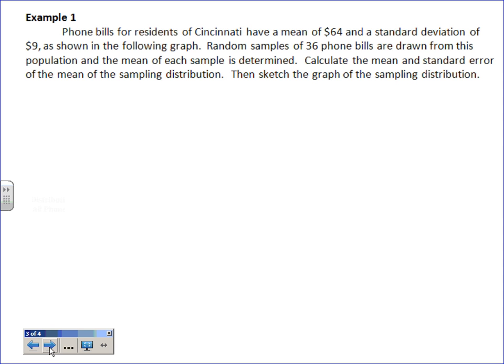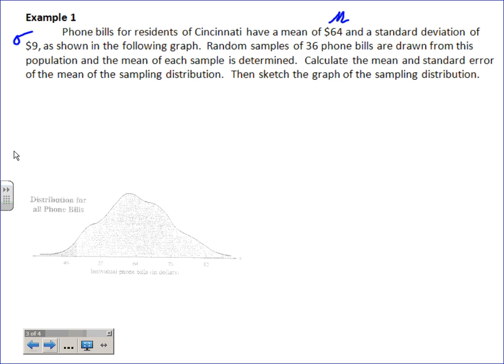Phone bills for residents of Cincinnati have a mean of $64 and standard deviation of 9. So is that of a sample, or in this case, would that be population? That's of the population, right? So I could call 64 flat out mu, right? And 9 is flat out sigma. Okay? Shown in the following graph, which I believe you have, right? It says random samples of 36 phone bills are drawn from this population, and the mean of each sample is determined.